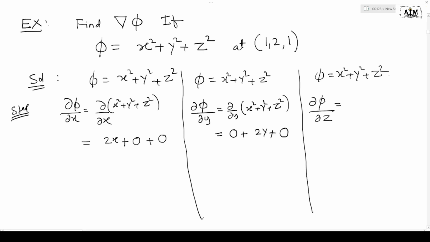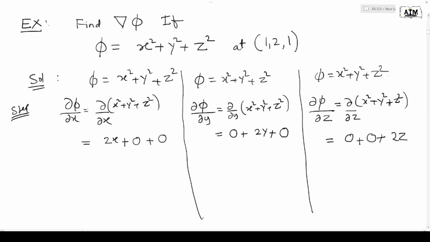Similarly, the third one, dou phi by dou z, that is the derivative of x square plus y square plus z square with respect to z. That equals the derivative of x square, which is 0 because we are taking the derivative with respect to z. It is a partial derivative. And the derivative of y square is also 0 and the derivative of z square is 2z. So step number 1 is over.